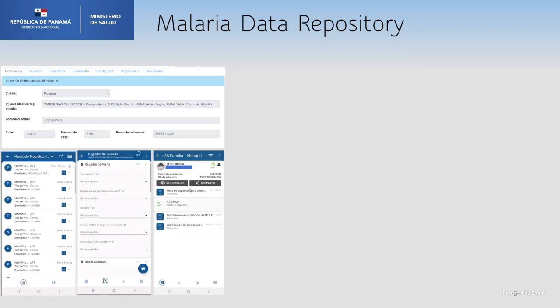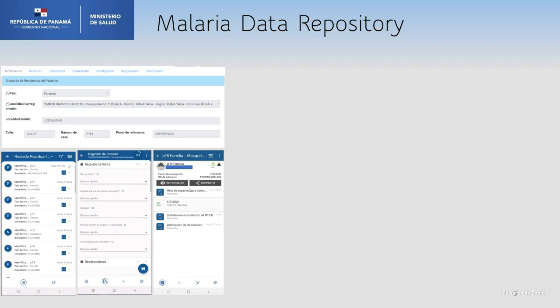So we can see here an example. We can see a screen from CISBIC. You can see there is the information for notification, the lab testing, the treatment, the investigation of the case, the follow-up, and more important, the classification of the case. Since based on the classification of the case, they can have a more strategic planning to control malaria outbreaks.